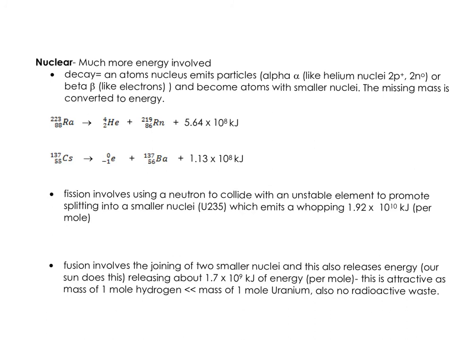The mass of 1 mole of hydrogen is a lot less than the mass of 1 mole of uranium. And the product of nuclear fission is nuclear waste, which is radioactive, while the product of nuclear fusion is helium, and it's not radioactive. Both are incredibly expensive to set up at start.